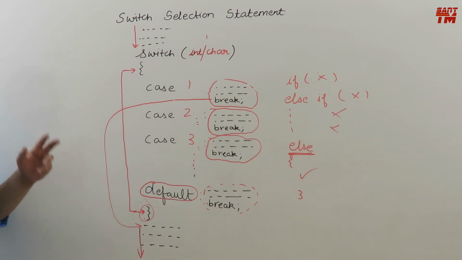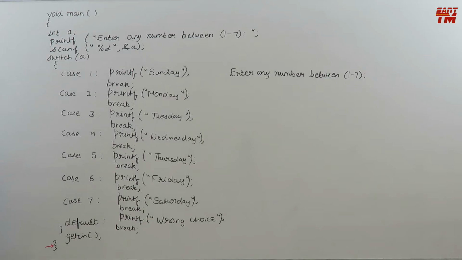Now let us see one very simple program that will help you gain a practical hand on the switch selection statement. Now see this program. Through this program I have illustrated how the switch selection statement works in the C programming language. The main function starts from here and it ends here. You can include the necessary header files on your own while executing this code.